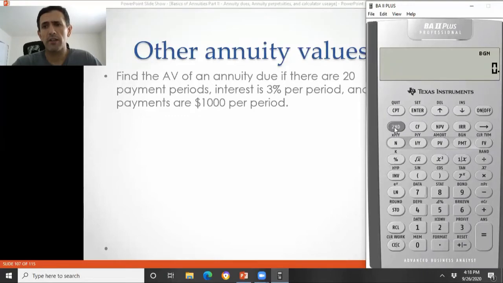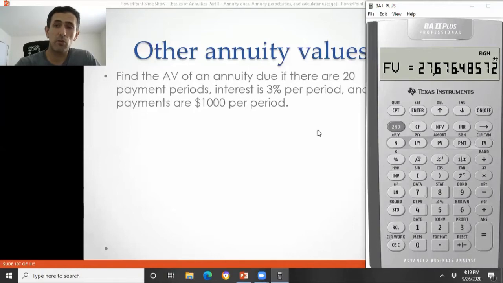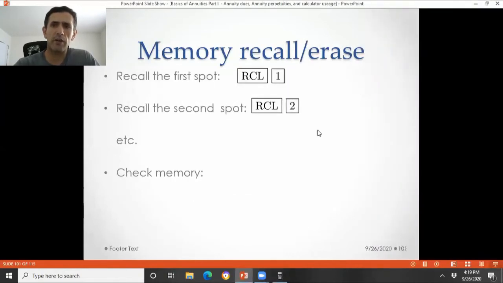And let's check that that's correct. So 20N, 3IY, 1,000 negative payments. So I'm shelling out 1,000 at the beginning of each period to get positive 27,676.49. So, right, and this is important to remember, particularly when you do interest calculations.